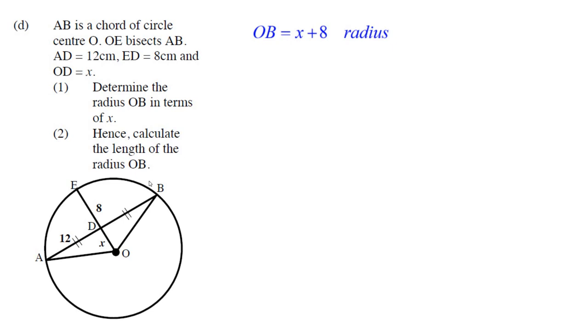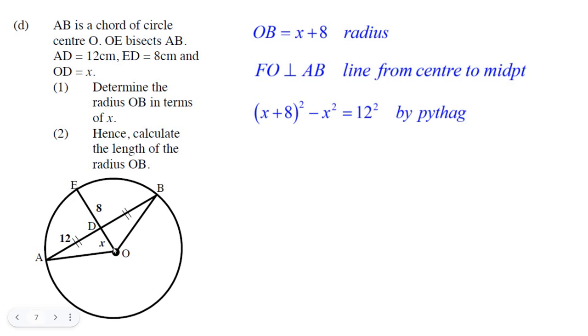Well, let's see how I did it. We know that OB is equal to X plus 8 because they're both the radius, okay? Let's see how I did this thing. We're going to determine this little x here. Well, FO is perpendicular to AB. We know that that's 90 degrees because the line from the center to the midpoint is perpendicular.